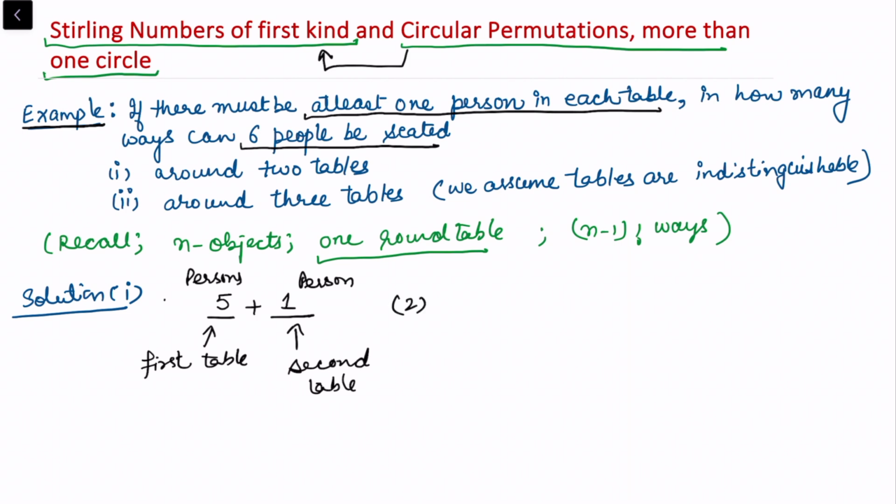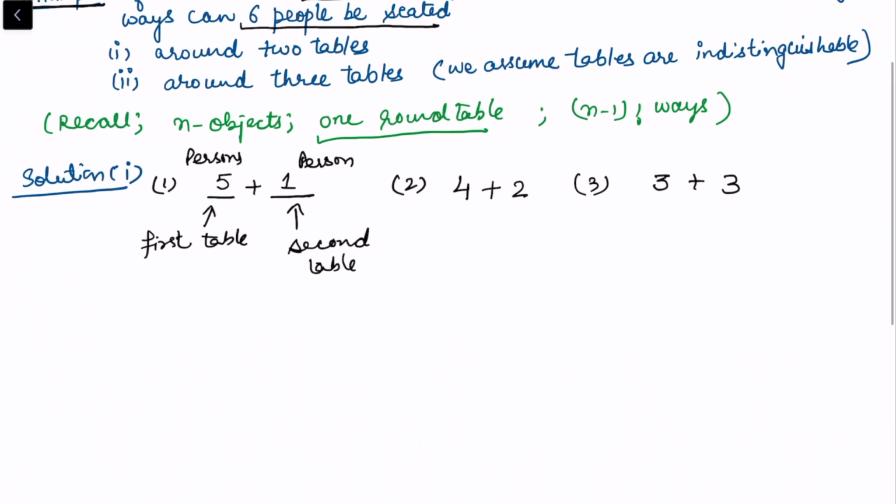Then we may have another possibility. So this could be the first case, this could be the second case. We can have 4 people on the first and then 2 on the second table, or we can have 3 plus 3, because the condition was at least one. So these are the 3 possibilities, and from here we must have an idea that we need to apply the addition principle. But first we need to count the individual sub cases, and then we use the addition principle. So let us look at sub case 1.